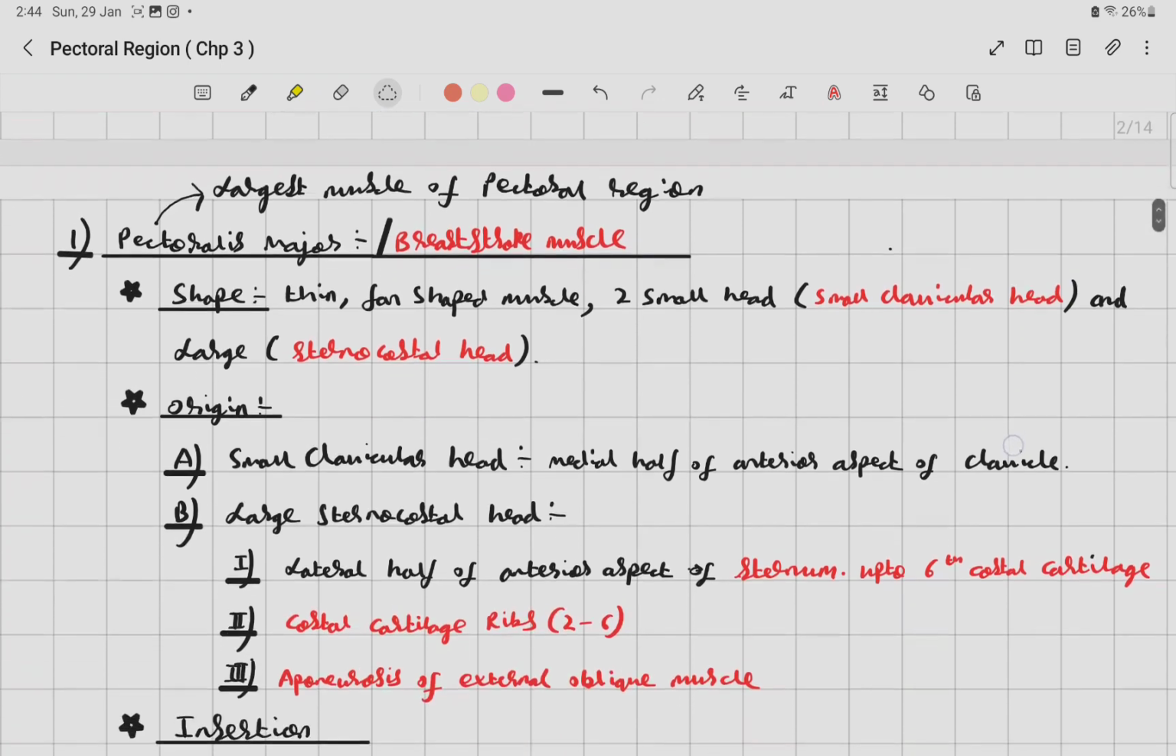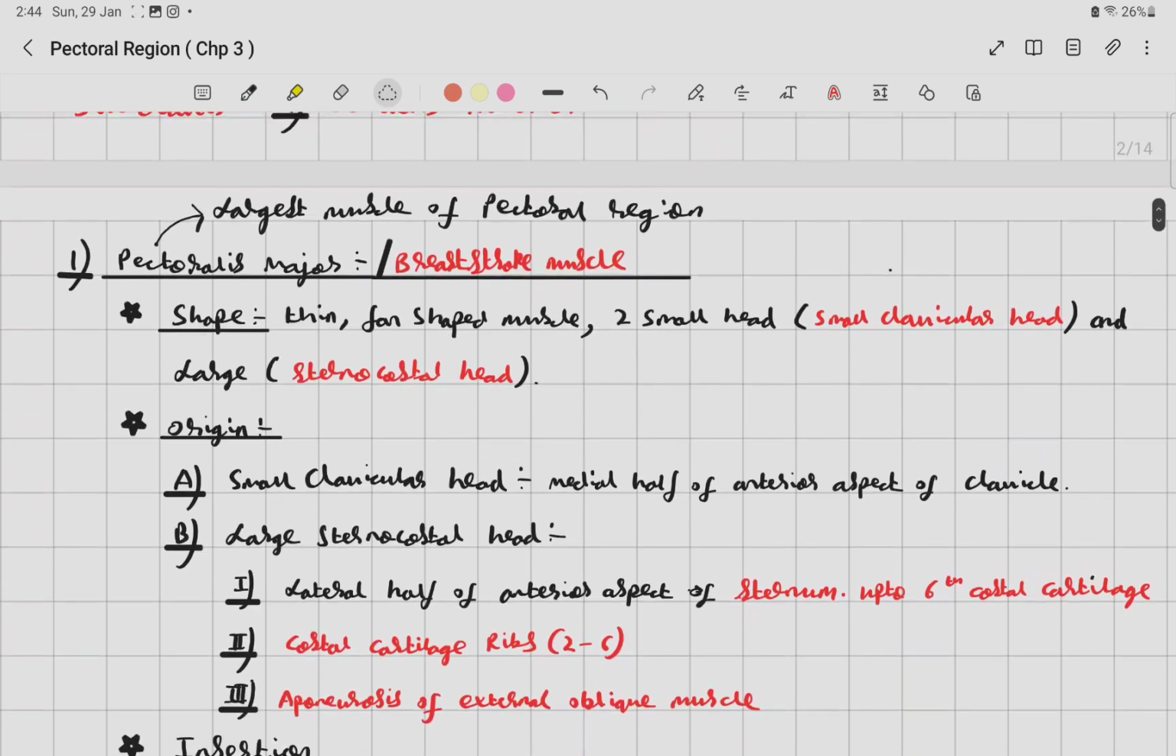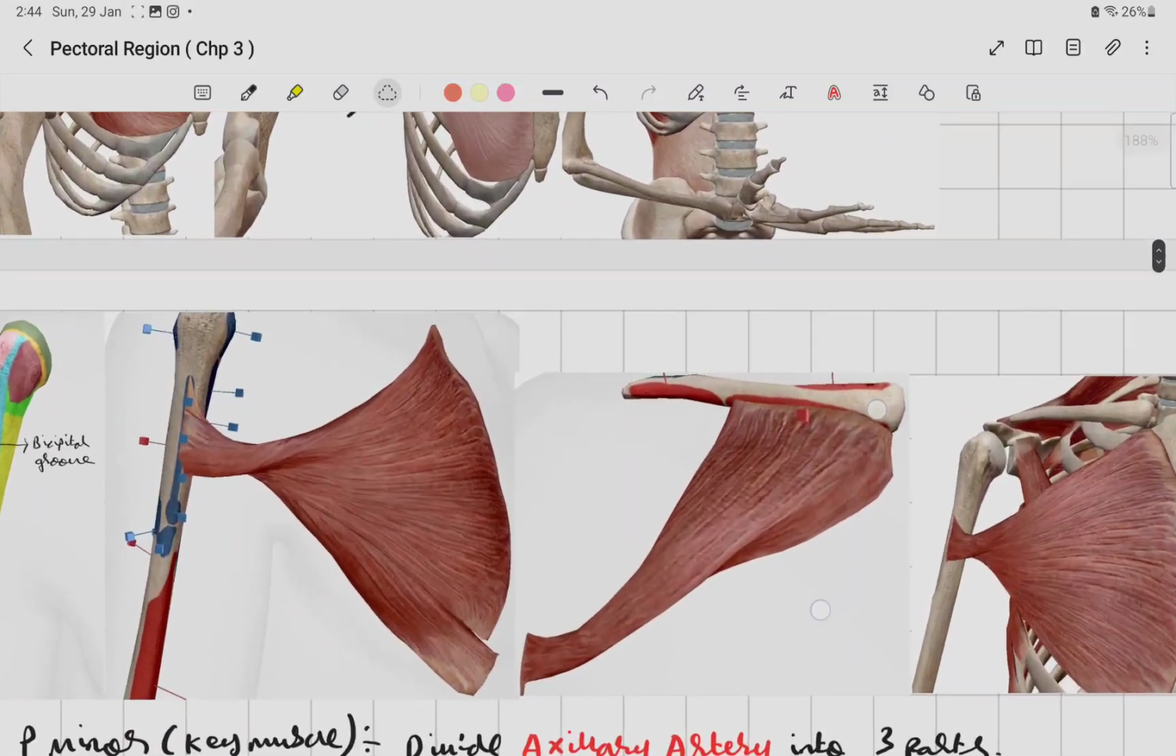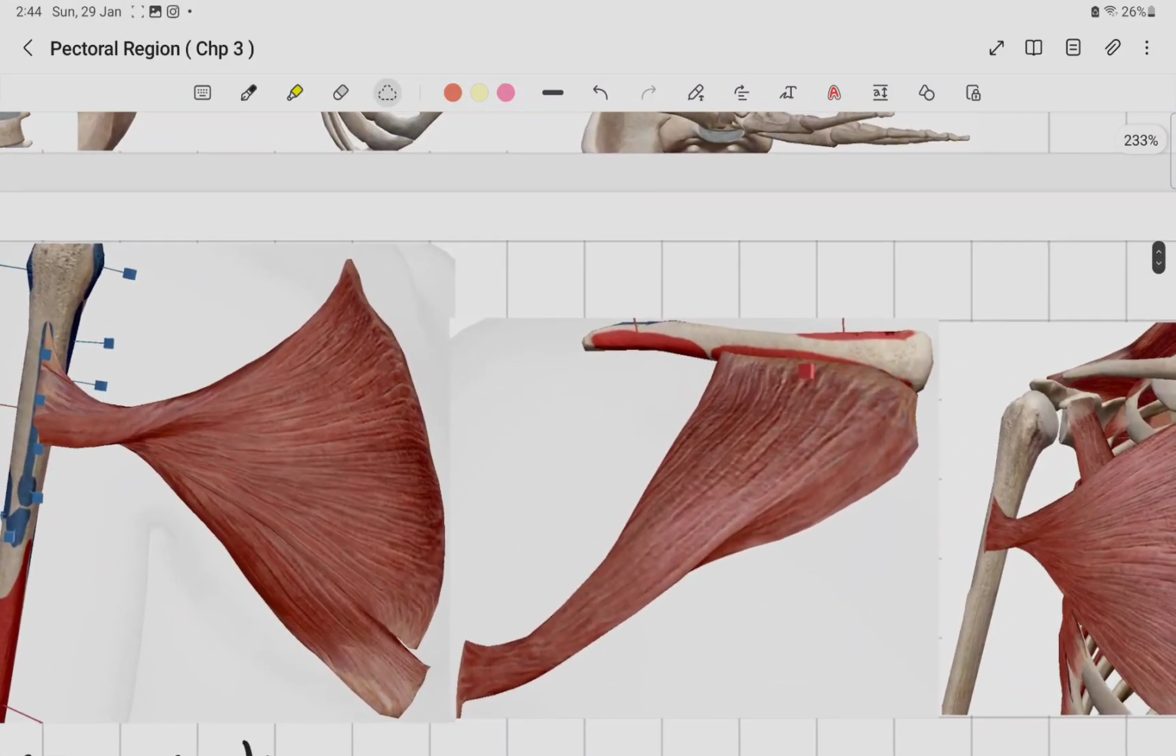Now we will learn about origin. The small clavicular head originates from the medial half of the anterior aspect of the clavicle. As you can see here, this is the clavicular head of the pectoralis major muscle, and it originates from the anterior aspect of the medial half of the clavicle.